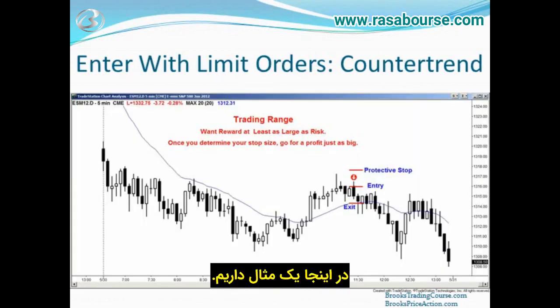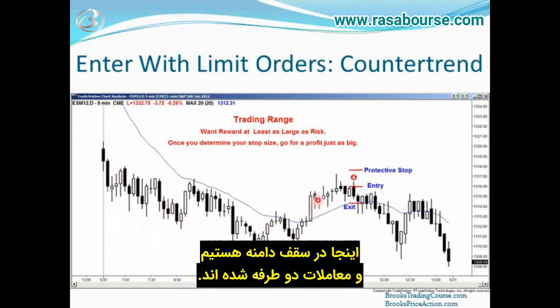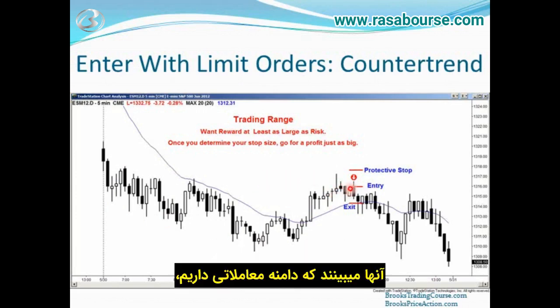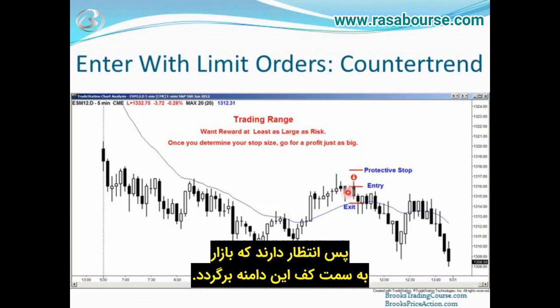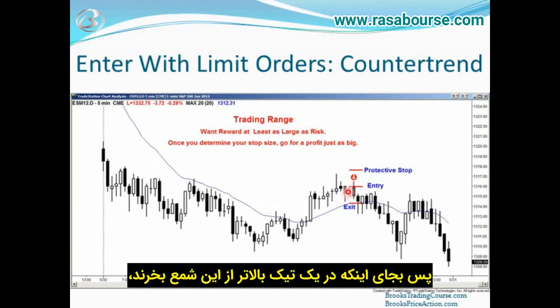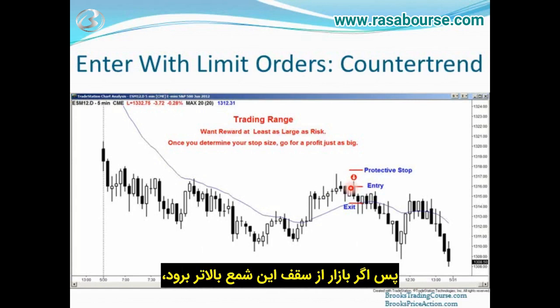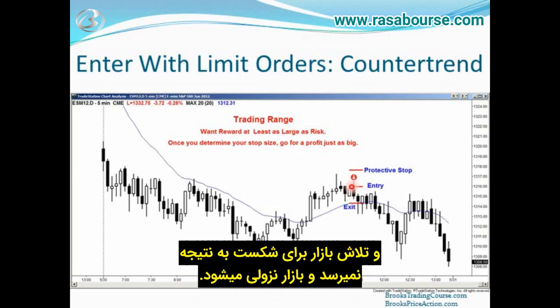So here's an example. Market's in a trading range, and we're starting to get very two-sided trading at the top of the trading range. Experienced traders will not buy above this bull bar. They'll look at this as a trading range and expect that the market will reverse down to the bottom of the range. So instead of buying at one tick above the high of this bar, they'll place a limit order at the high of the bar, betting that if the market goes above the high of the bar, their limit order will be filled and the attempt to break out will fail and the market will fall.